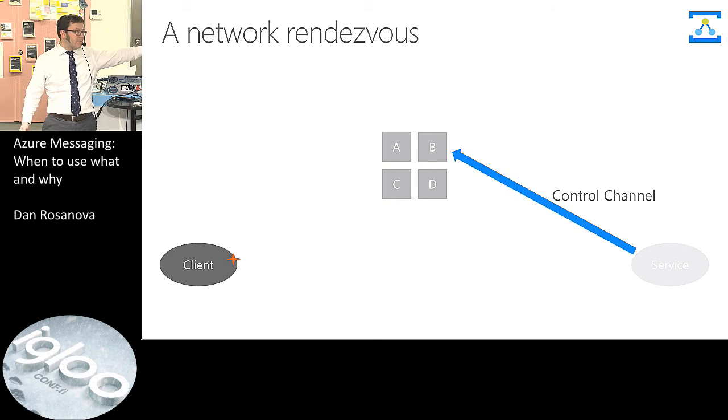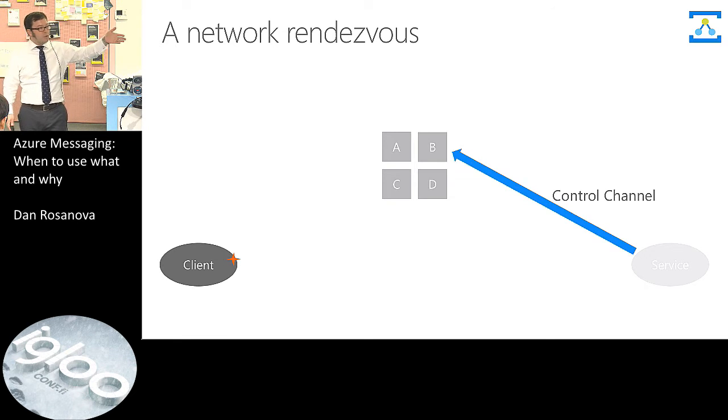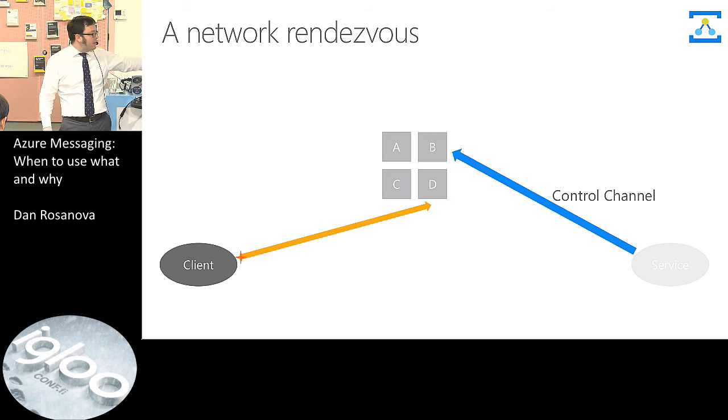Our cluster is bigger than 4 machines, but for illustration purposes, I thought this would be easier. Server opens a control channel to Azure. Client comes along and says, hey, I want to talk. They send a message in. It lands on some server.